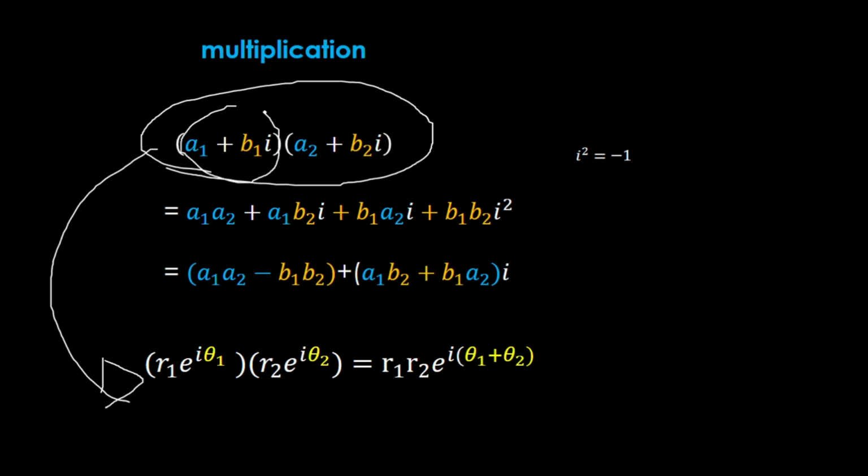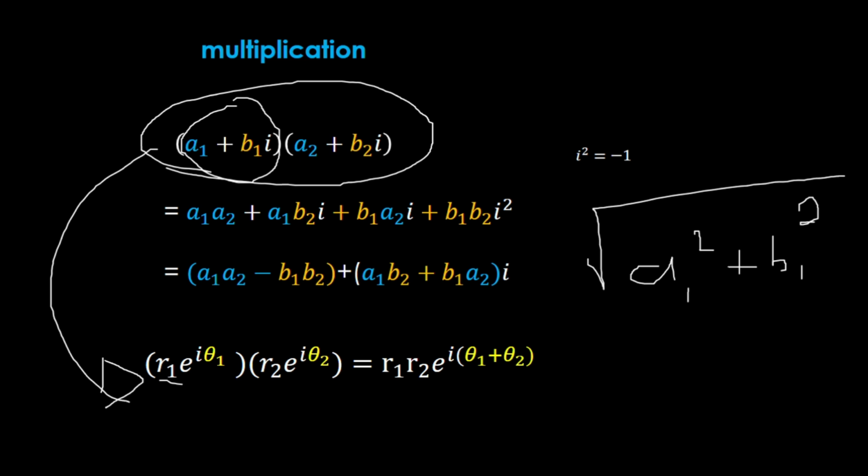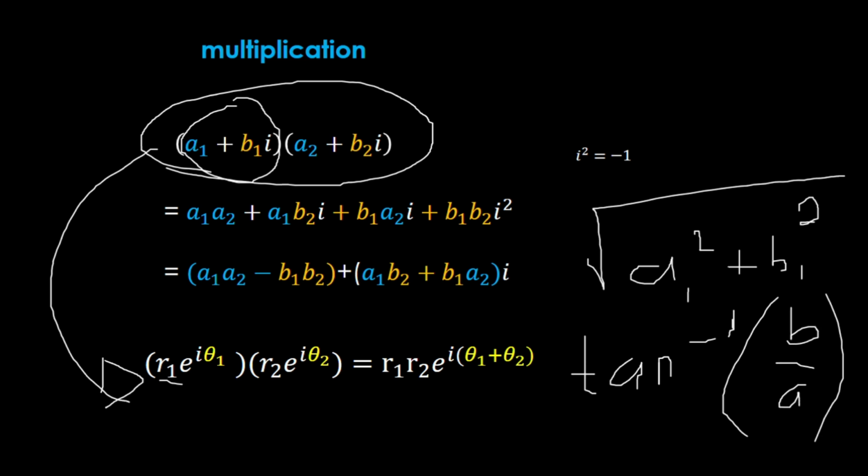Okay, we take this one first. A1, B1. A1 squared plus B1 squared, the square root of this will make our R1. And theta is equal to the tan inverse of B all over A. And from here we have our theta.